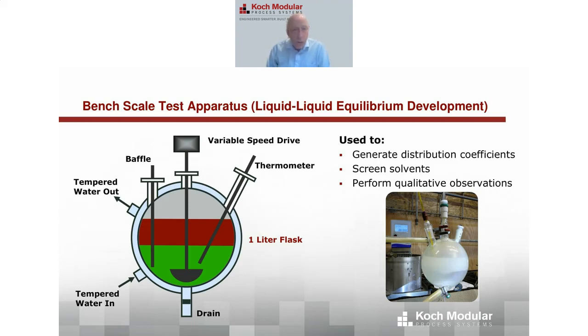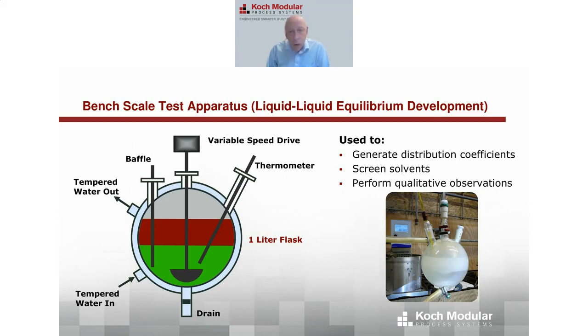Okay? And that's because the distribution coefficient can sometimes change with concentration. And so we like to see how it might change. So when you're doing this kind of work, you can certainly do it to screen solvents. Again, you're generating your distribution coefficient at different concentrations, but you're also going to be performing qualitative observations of how the two phases interact with each other, specifically when you turn the agitator off and how they phase separate. Does it take a couple of seconds, or does it take many minutes for the phase separation?